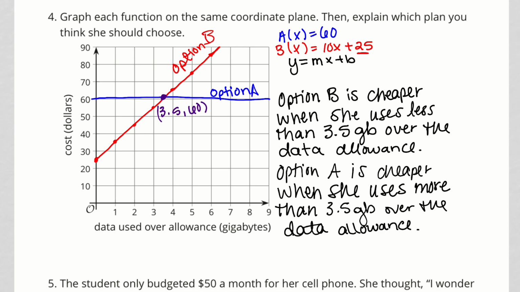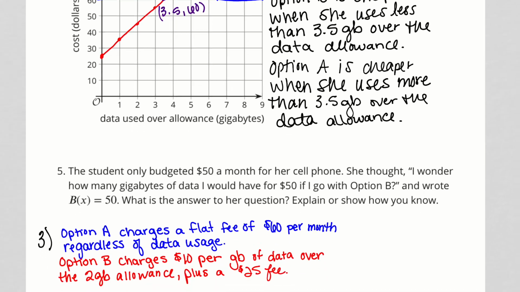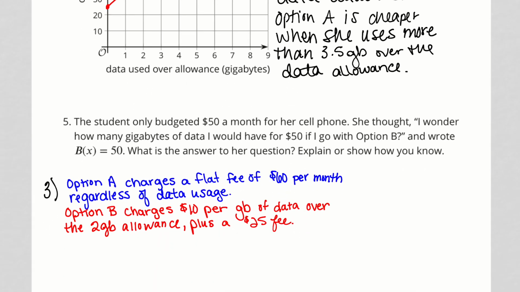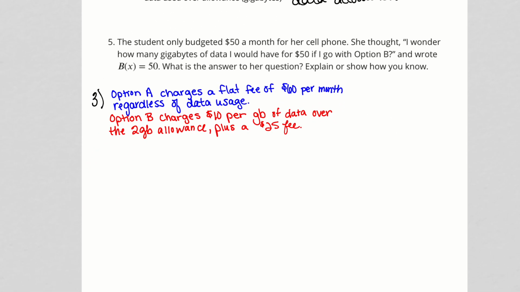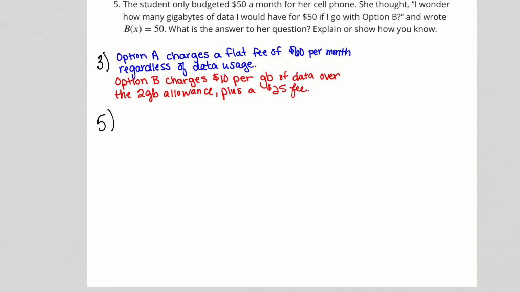All right, this is going to be the last one on this section. We're going to do number 5. The student only budgeted $50 a month for her cell phone. She thought, I wonder how many gigabytes of data I would have for $50 if I go with option B, and wrote B of X equals 50. What is the answer to her question? And explain or show how you know. So I'm going to do this down here. This is red, so B of X equals 50.